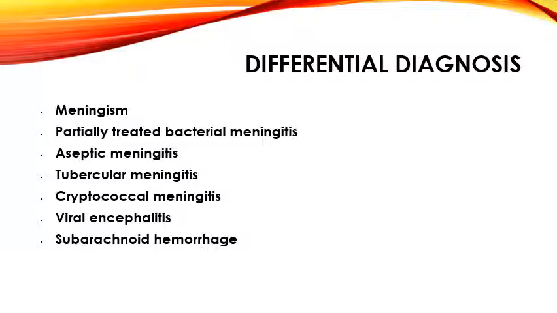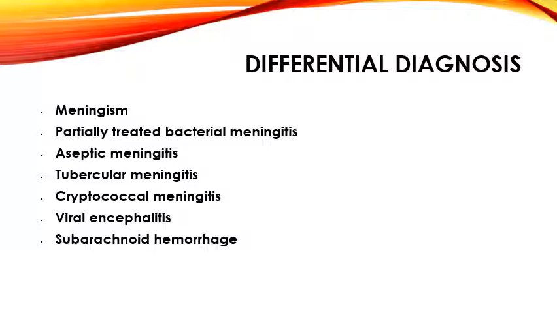Aseptic meningitis. Here you get all the signs of meningitis, but your CSF is sterile. That is aseptic meningitis. You have to differentiate it from tubercular meningitis, because the line of management of a bacterial and tubercular meningitis is very different.